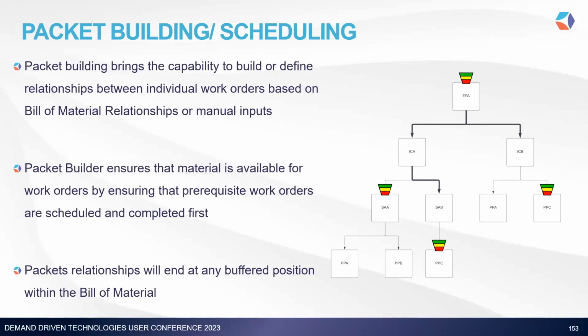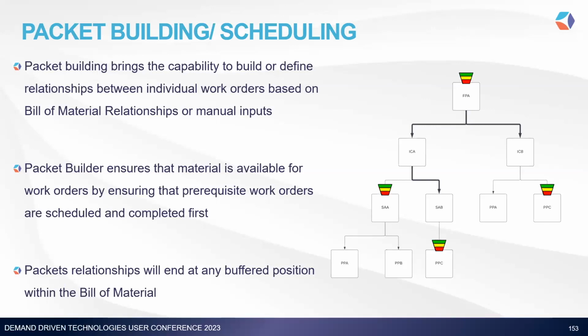And so the way that it works is that in the bill of material, you see we have an example right here with our finished product A, intermediate components A and B, and then subassemblies and purchase components. And so what's happening is that it'll look at FPA and say, okay, there's going to be a relationship between FPA and ICA. So in order for FPA to be scheduled in the scheduler, it's going to say, okay, first ICA has to be complete. And then it's going to look at ICA and look at its children.